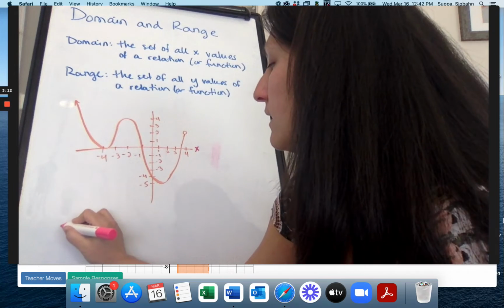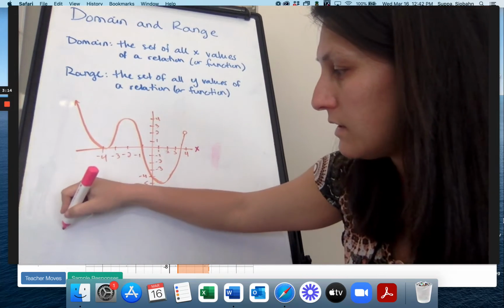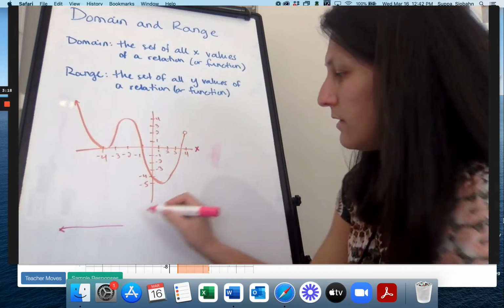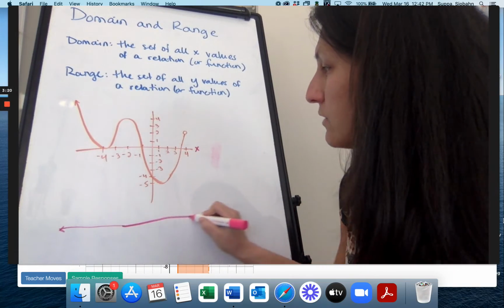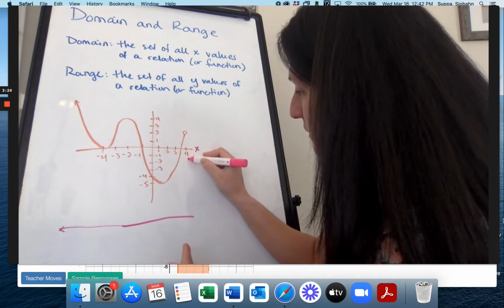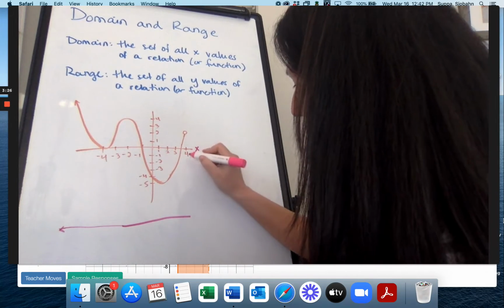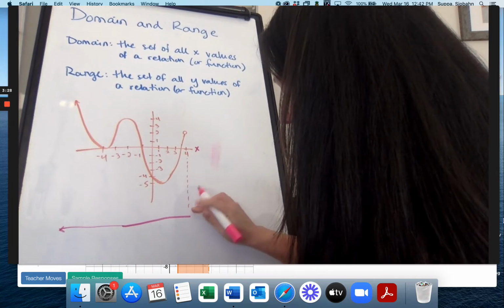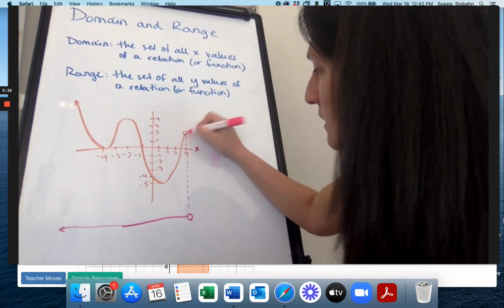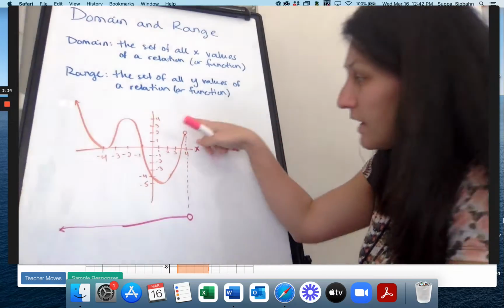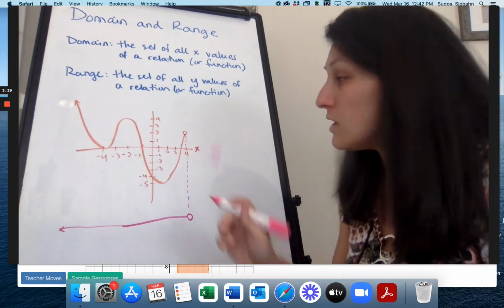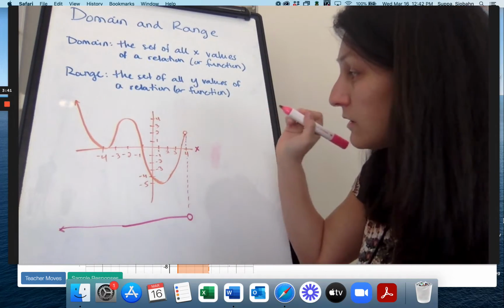So the domain, if I just use a number line, would look like this. It would go all the way to the left forever, and all the values in between negative infinity all the way up to this x value right here, stopping right there. That would be the domain, because there's a point right there. Now, that is an open circle. It's not a filled in, shaded circle. That means there's not actually a point there.